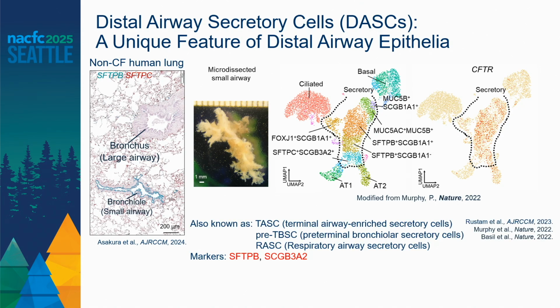These cell types are annotated with different names depending on the article, especially those focusing on small airway regions. Some papers mention terminal bronchiolar or respiratory airway secretory cells, but they are almost all describing the same cell types. So in this study, we call these cell types distal airway secretory cells.